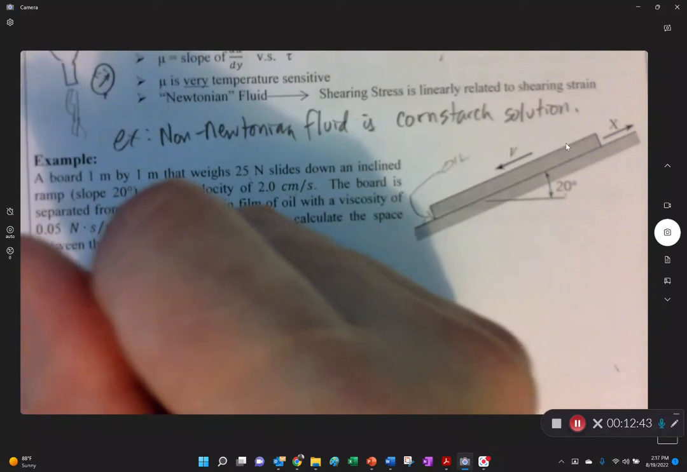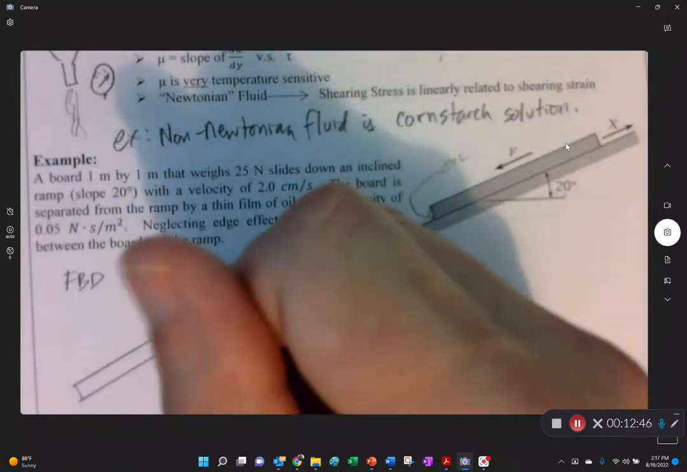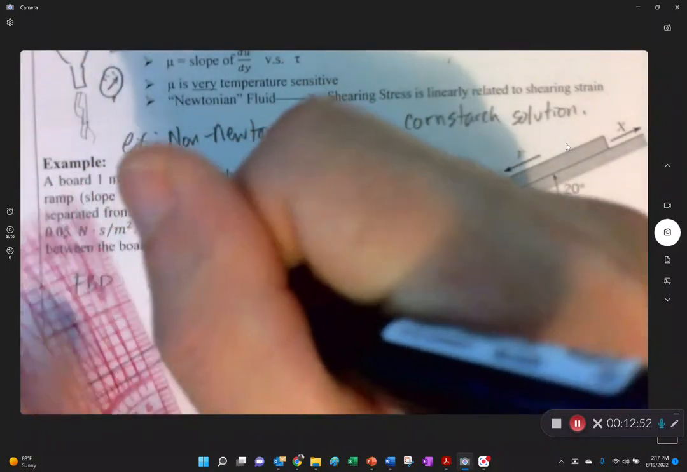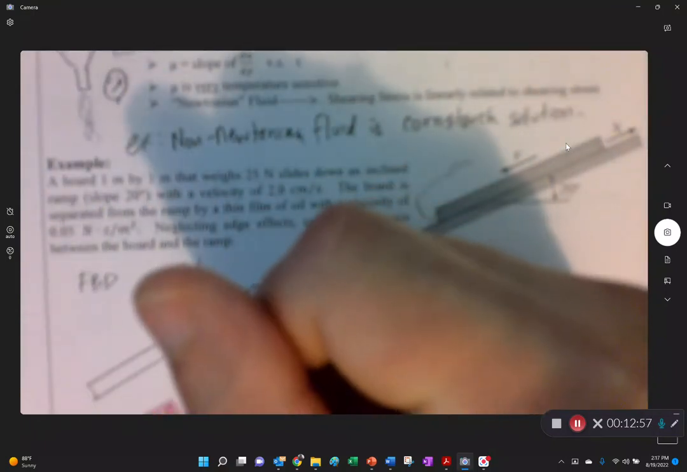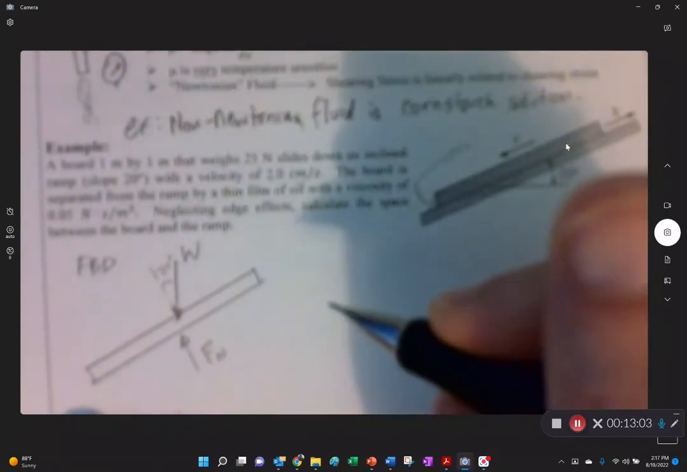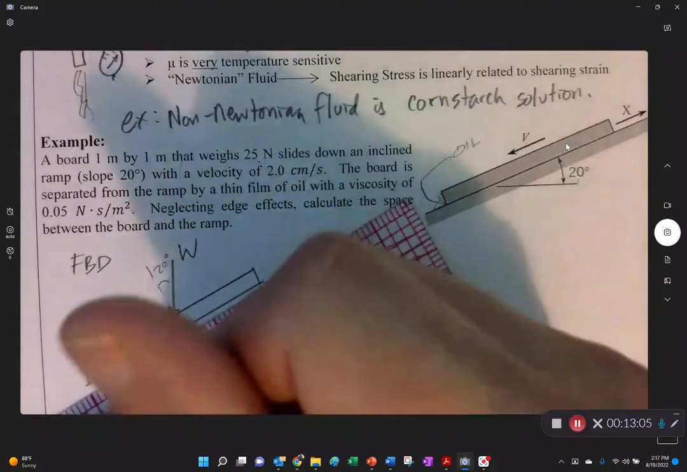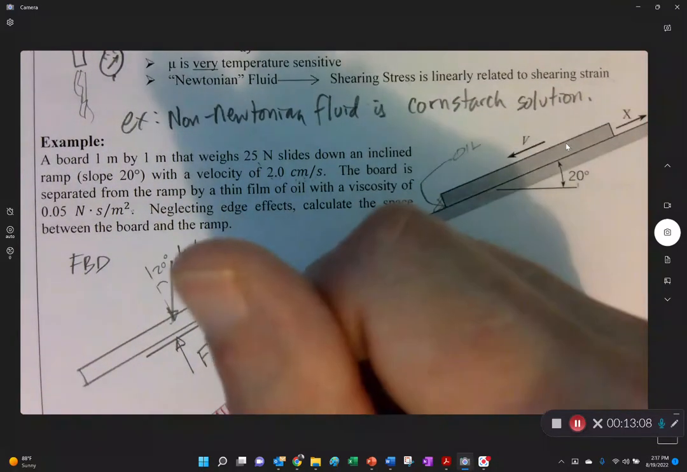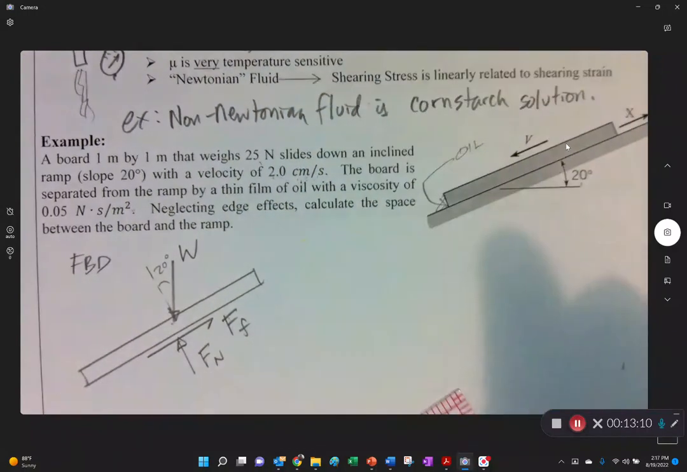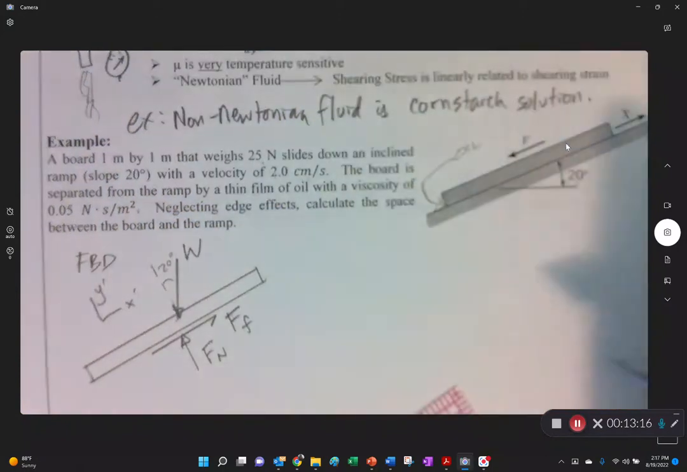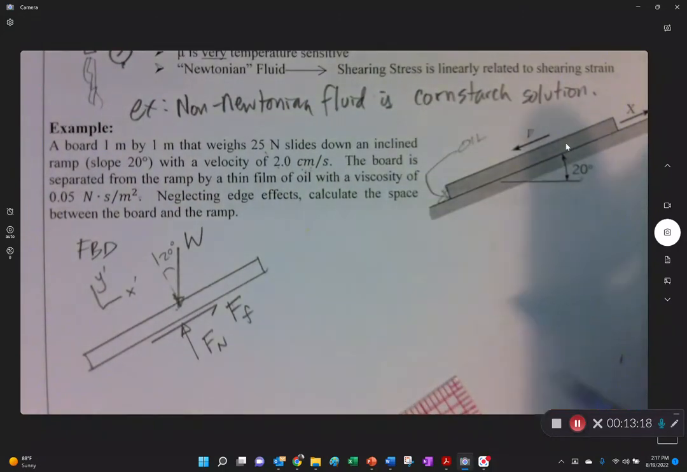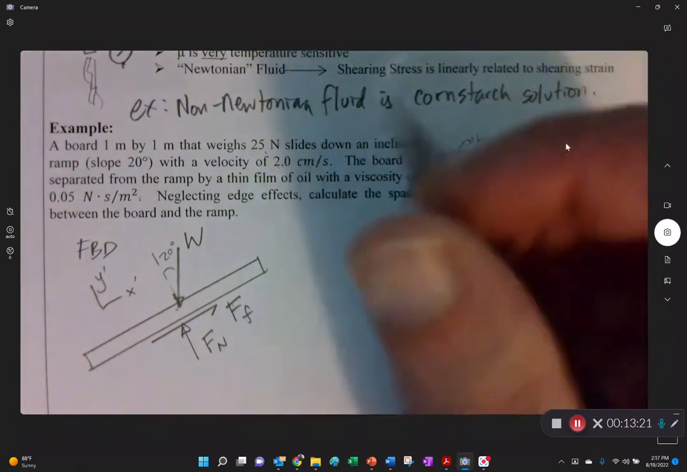But anyway, we're going to write this FBD, and here's the weight of this thing coming downwards, and it's at 20 degrees, so this angle right here is also 20 degrees, and there's going to be a normal force. This is really going to be the oil pushing onto the plate, so I'm just drawing it as a simple force right there, and then we're going to have a shear force that's resisting right here, and let's do this as an X prime and a Y prime direction. All right, so I think I have everything I need there.